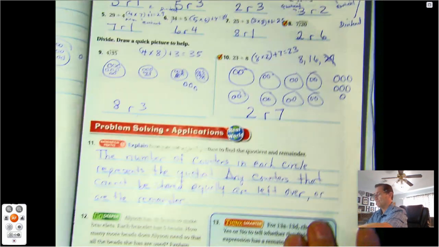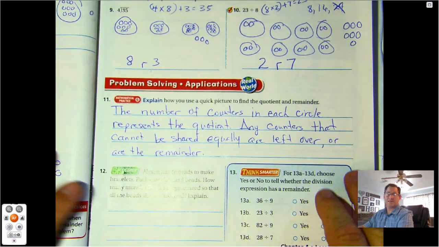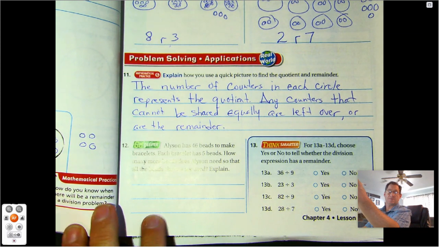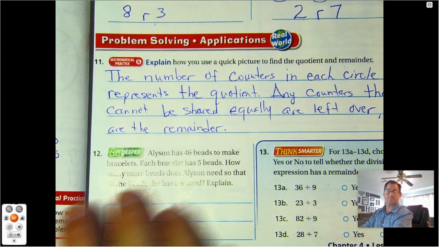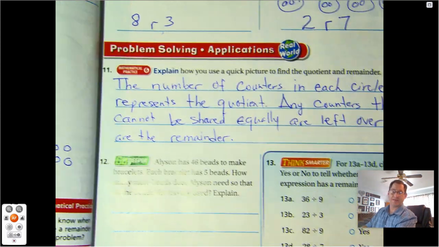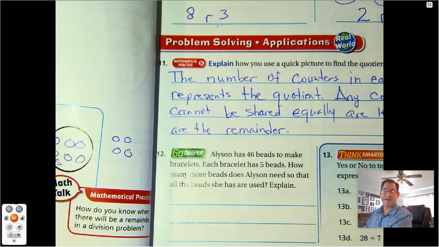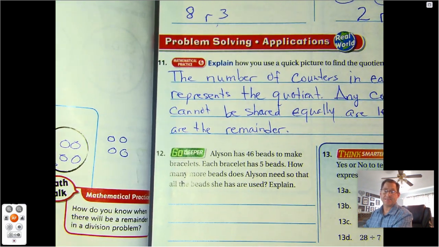Number 12. Allison has 46 beads to make bracelets. Each bracelet has 5 beads. How many more beads does Allison need so that all the beads she has are used?